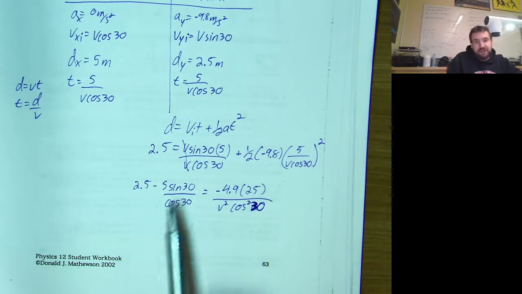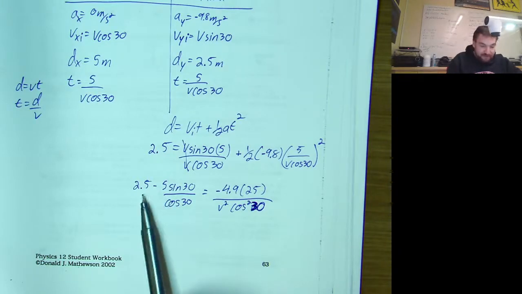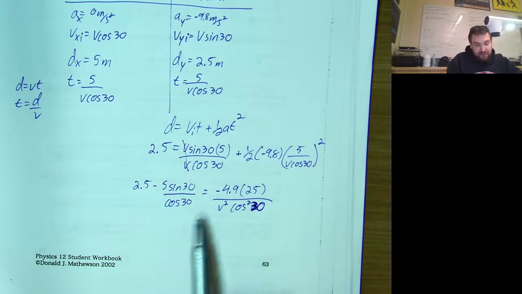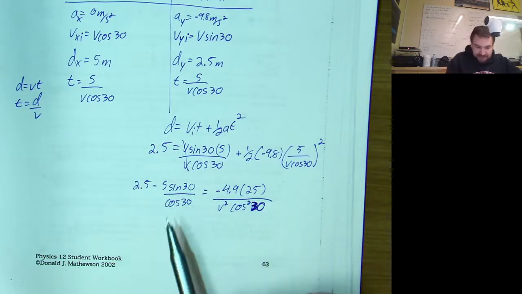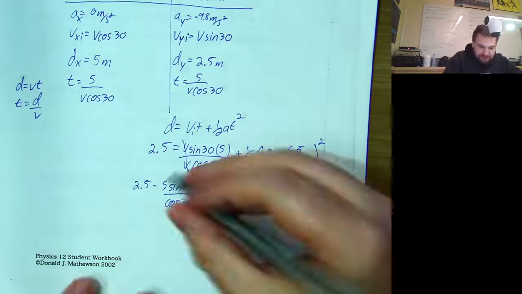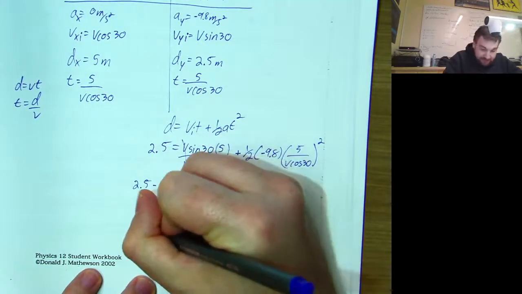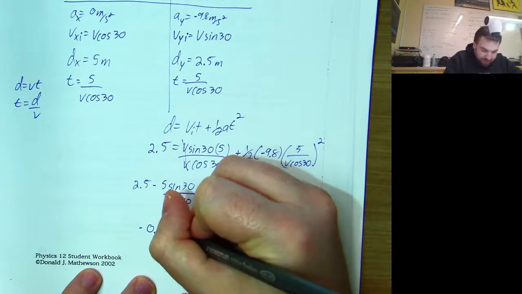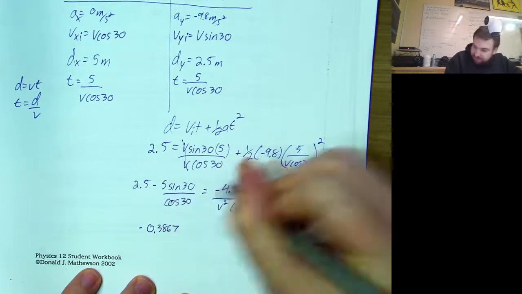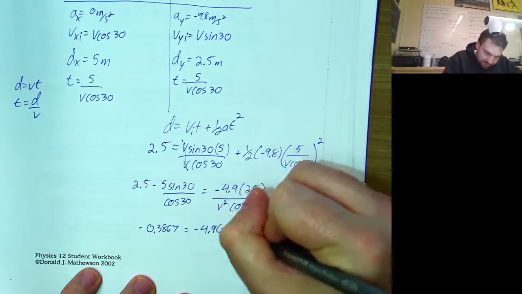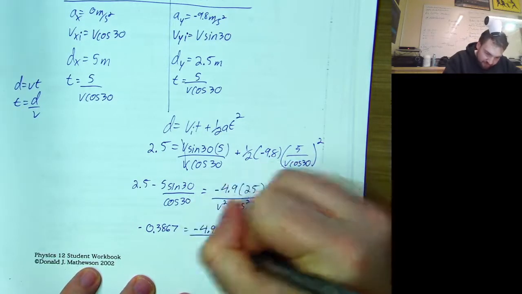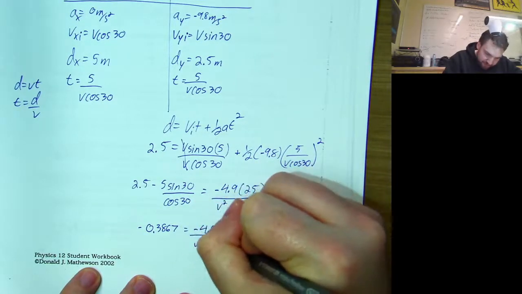This you could just punch into your calculator: 2.5 minus 5 sine 30 over cos 30. You could use that sine 30 over cos 30 as tan 30, but whatever. If you punch this into your calculator, it's going to give you a value: negative 0.3867. And that's going to equal negative 4.9 times 25 over V squared cos squared 30.